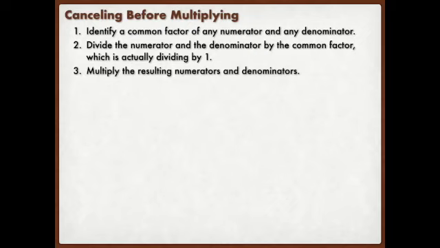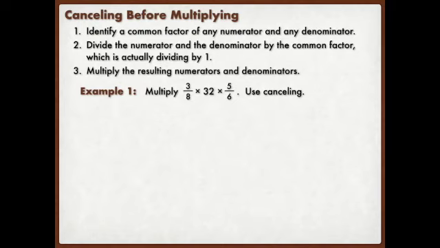I'm going to divide the numerator and the denominator by any common factor, which is actually dividing by 1. Then I'm going to multiply the resulting numerators and denominators. So we did talk about this briefly, where if we break apart the number, I can cancel out the common factors. And so here I'm going to just cancel anything that can be simplified smaller. So first, let's turn the 32 into 32/1. So what I want to do is see if I can simplify any of these things.